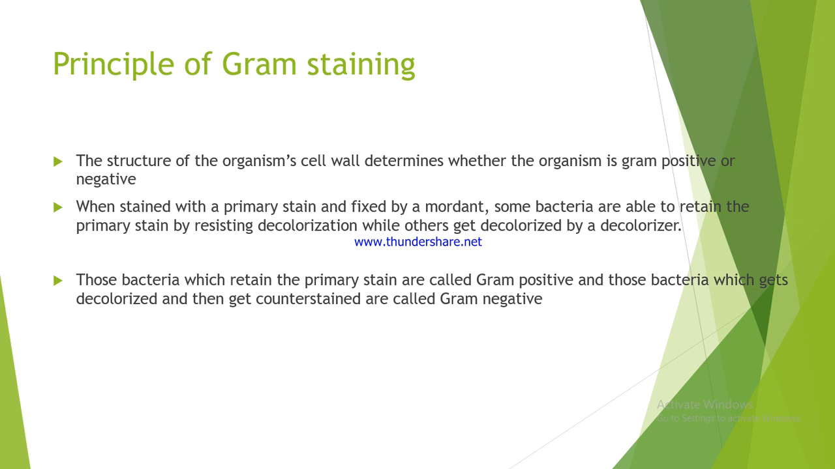If the decolorizer removes the primary stain from the cell wall of the bacteria, then the bacteria is considered to be Gram negative, and if the primary stain is fixed even after applying the decolorizer, then the bacteria is considered to be Gram positive, because the Gram positive bacteria fix the primary stain in their cell wall, and the Gram negative bacteria do not fix the primary stain in their cell wall.